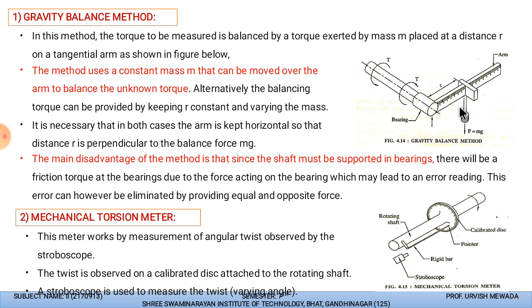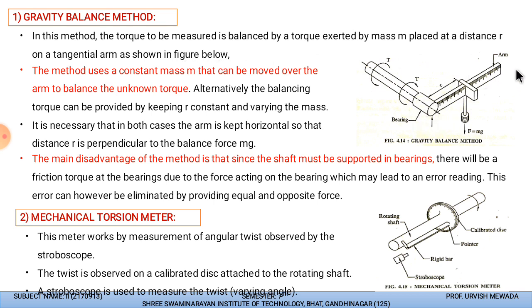This is the weight which is hung on this arm, having a fixed mass m. You can see the direction of the torque which is produced, and this is the torque which is opposite due to the load. In this method, the torque to be measured is balanced by the torque exerted by mass m, which is placed at the distance r on the tangential arm.